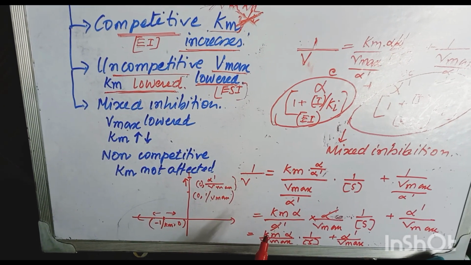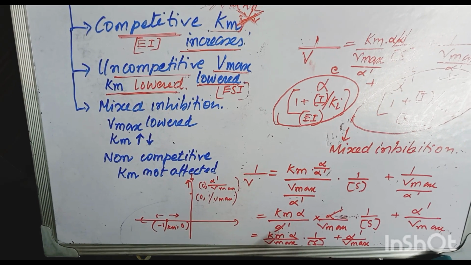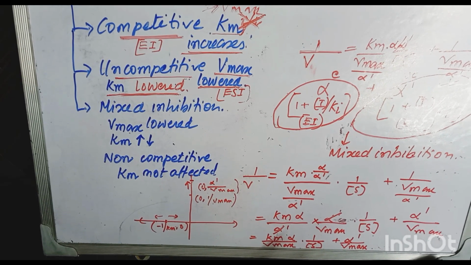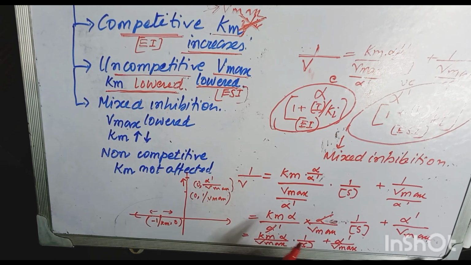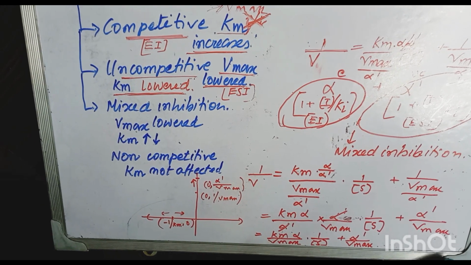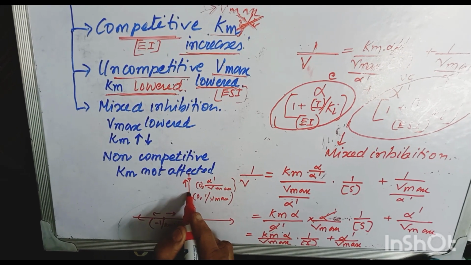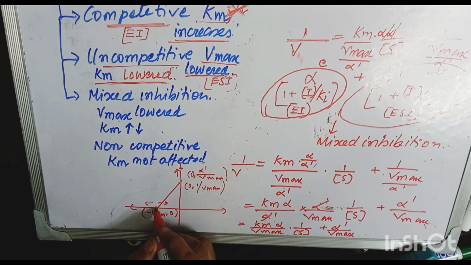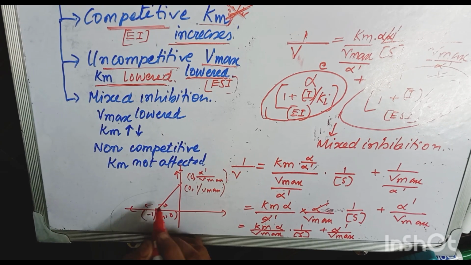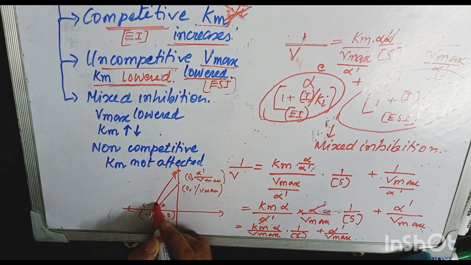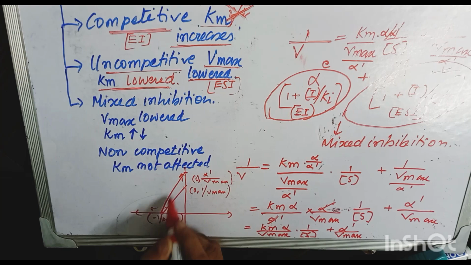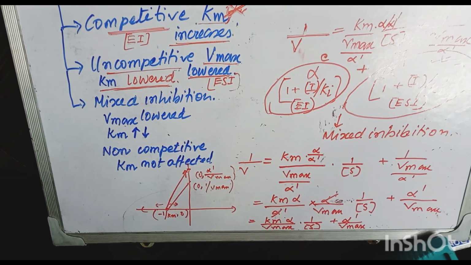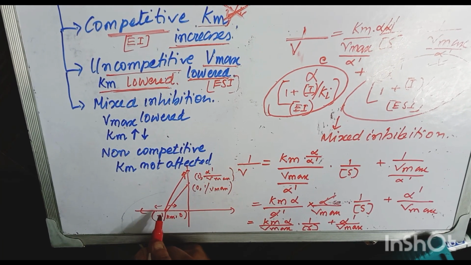So, when alpha equals alpha dashed, it is a particular case of mixed inhibition where alpha and alpha dashed are equal and Km remains unaffected. If these points are the line of no inhibition, Km remaining unaffected means the line goes above from here and joins this line. But if the Km is affected, if it is increased or decreased, it can go both ways.